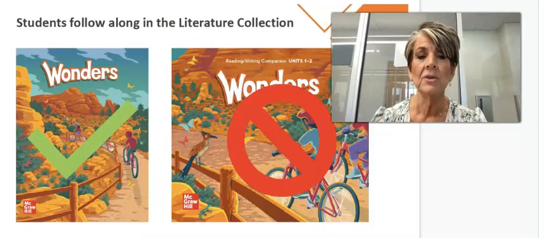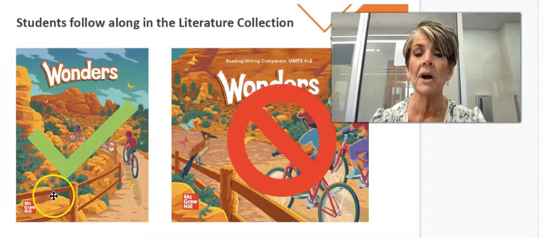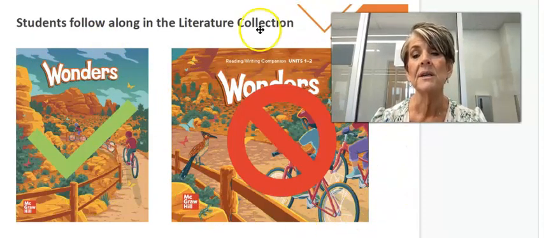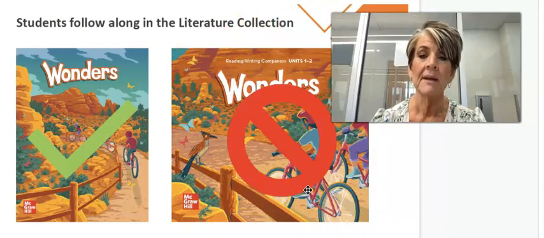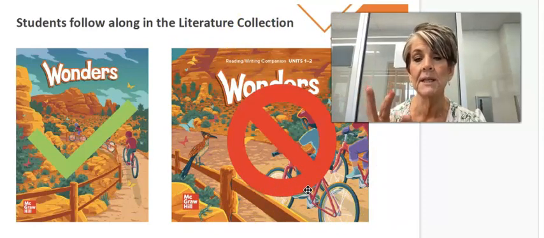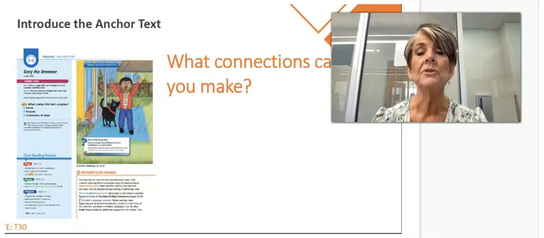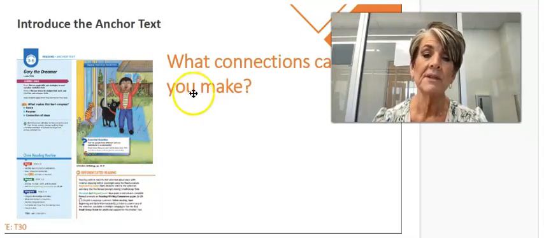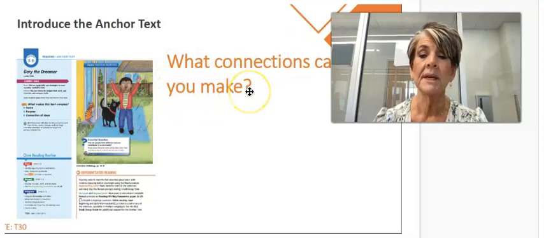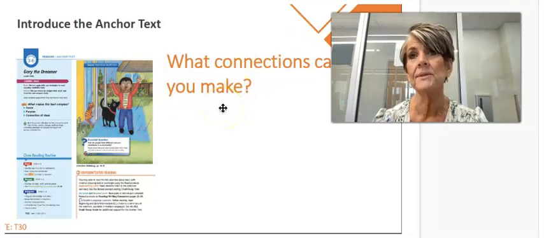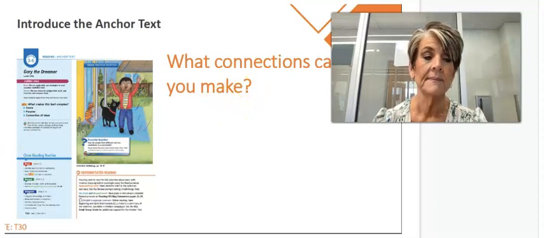Here's a reminder. You'll be using the Student Anthology, the hardback book, and not the Reading Writing Companion for your first read. So with that Student Anthology, students will follow along in that hardback book. So you're going to introduce the anchor text by helping students to see what connections they can make to that essential question. And some of the things that you see in this lesson, what connections can you make, could be some of the prompts that you put in your lesson plan.